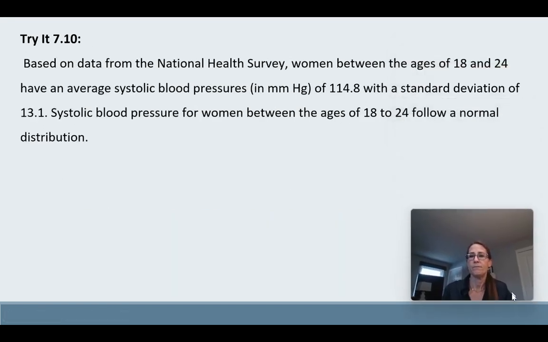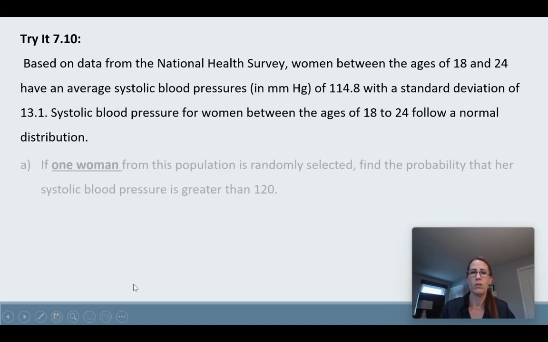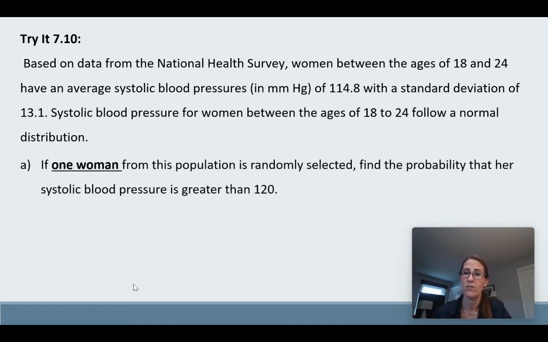Try it 7.10. Based on data from the National Health Survey, women between the ages of 18 and 24 have an average systolic blood pressure in milligrams of hemoglobin of 114.8 with a standard deviation of 13.1. Systolic blood pressure for women between the ages of 18 to 24 follows a normal distribution. So we know that this one has a normal distribution, the original random variable. And so if one woman from this population is randomly selected, find the probability that her systolic blood pressure is greater than 120. So this is that individual that we're being asked about.